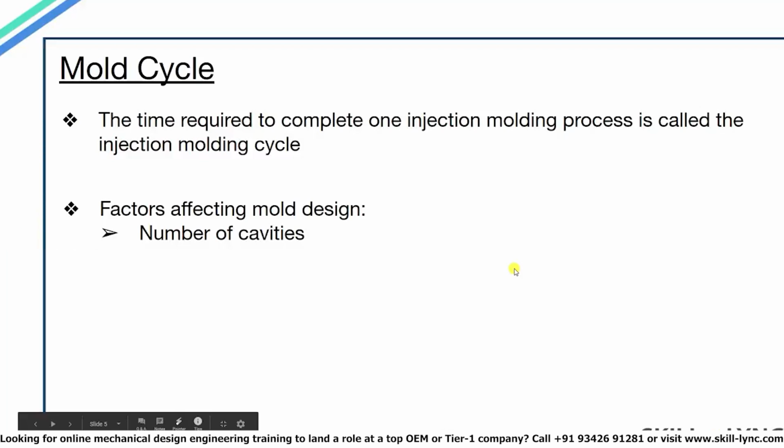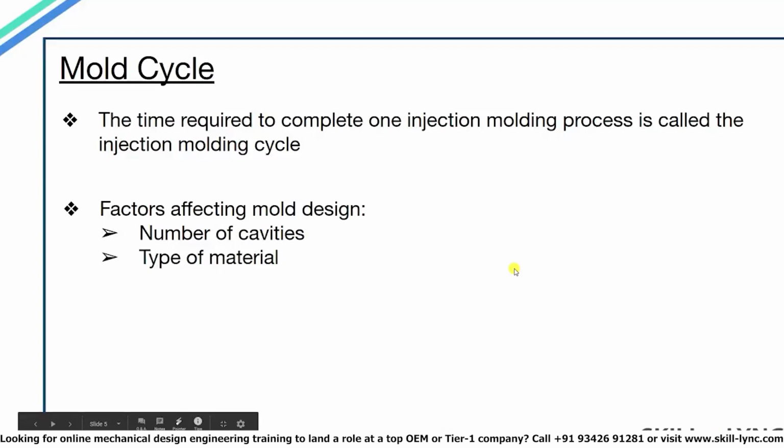The first factor is number of cavities. The number of cavities is the number of parts that will be produced in each cycle. So it's not like only one part can be produced in each cycle. It is possible to create 2, 4, 10 or even 64 parts using a single tool in one single cycle. And the more the number of cavities, the higher the cycle time will be.